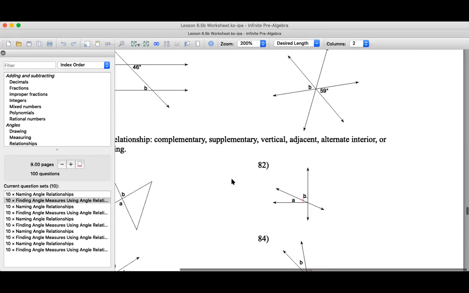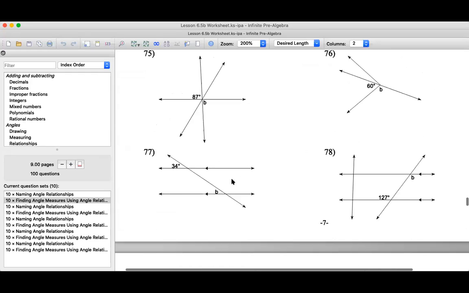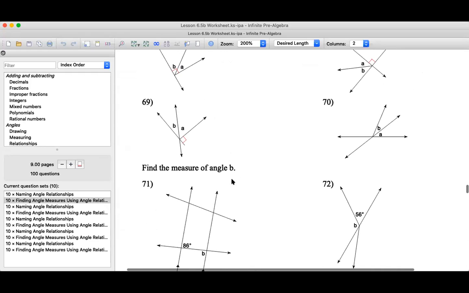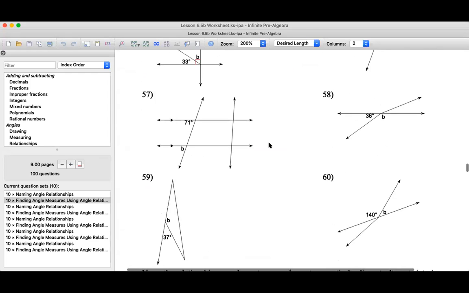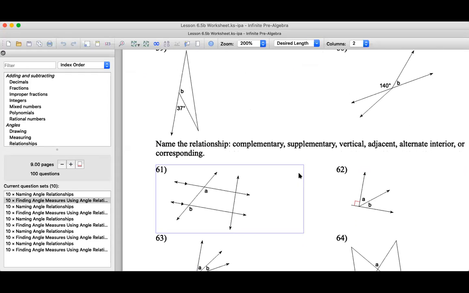So anybody want to take a guess at what the quiz is on tomorrow? This sheet right here. So I will put a 10 question quiz tomorrow. Of the 10 questions, 5 will be name the relationship, and 5 will be figure out the angle measurement. That's what the quiz will be on. It'll be a 10-minute quiz. Should take you all of 4 to 5 minutes to do.